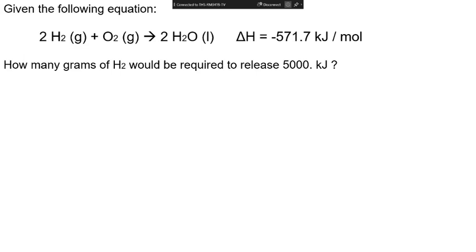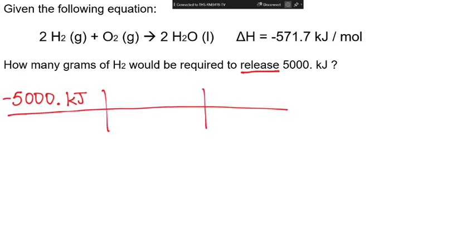Start off by writing down what's given, 5,000 kilojoules. How many sig figs are in that 5,000? That decimal's important there. Yep, that's going to give us 4. All right, and it says "releases" here. So mathematically, when I see releases, that means it's a negative amount of kilojoules. I'll talk about that after I get my answer.